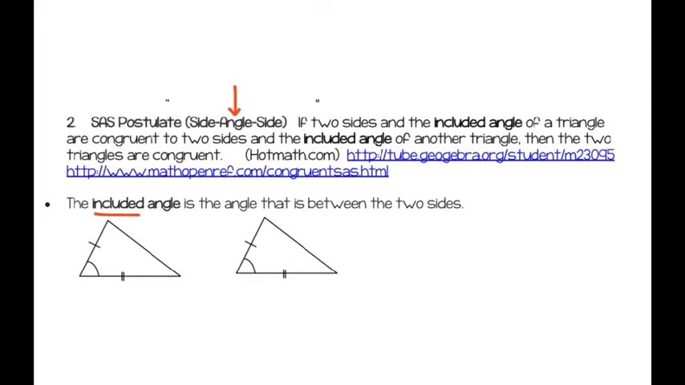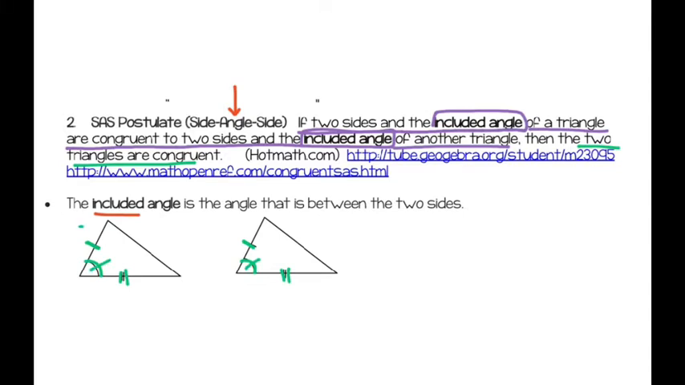So the hypothesis says if 2 sides and the included angle of a triangle are congruent to 2 sides and the included angle of another triangle, that's the hypothesis. If that's true, then the 2 triangles are congruent. So what that means, if we look at a picture, we've got this triangle. This side is congruent to that side, and this side is congruent to that side. The angle that's in between them, that's the included angle, and the way it's marked, these two angles are congruent. So that's a side, an angle, and a side. And so with that, that's enough to prove that those 2 triangles are congruent.